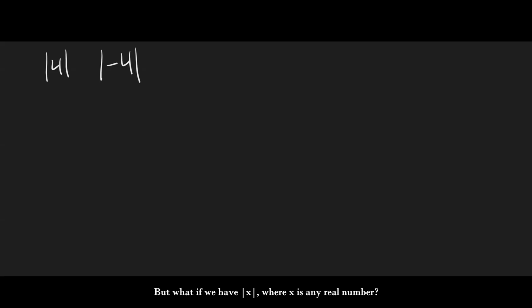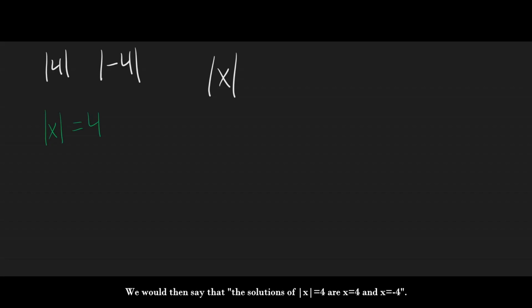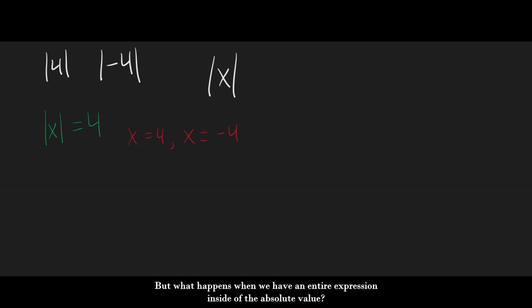But what if we have the absolute value of x, where x is any real number? Let's assume we have the absolute value of x equals 4. What's being asked is, since the absolute value of x is 4, how far is this value from 0? We would then say that the solutions are x equals 4 and x equals -4.